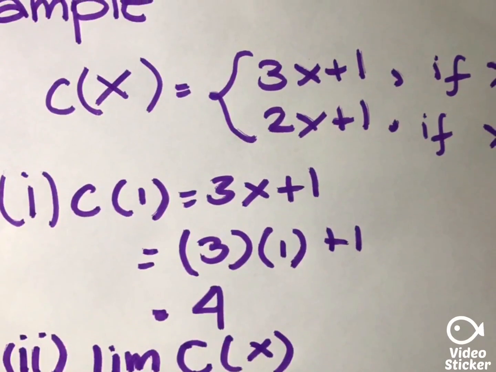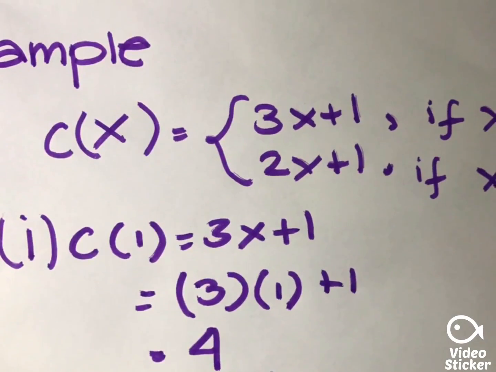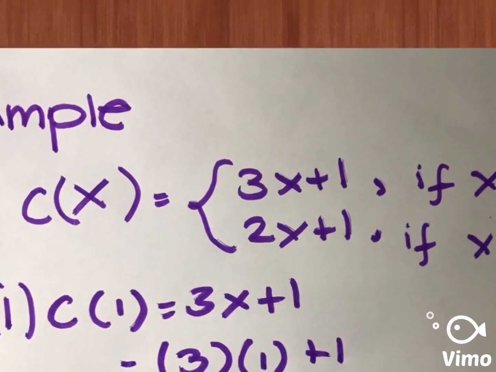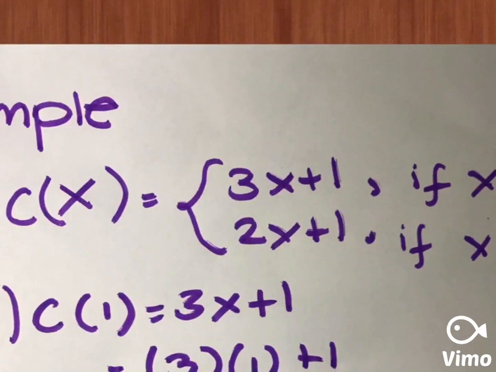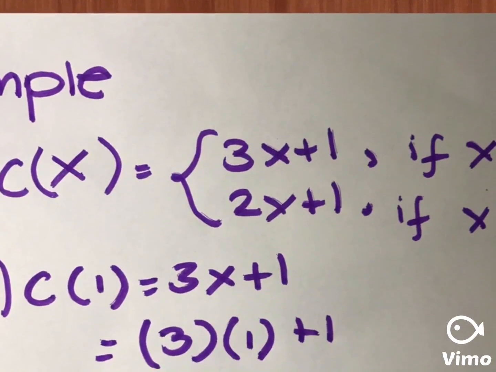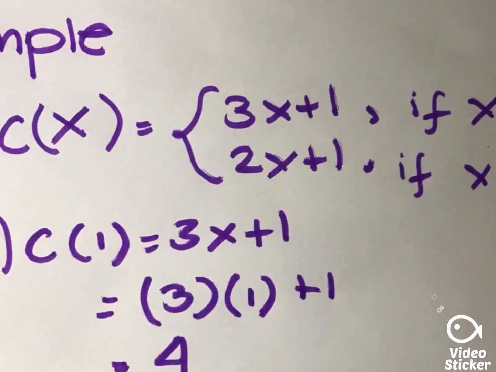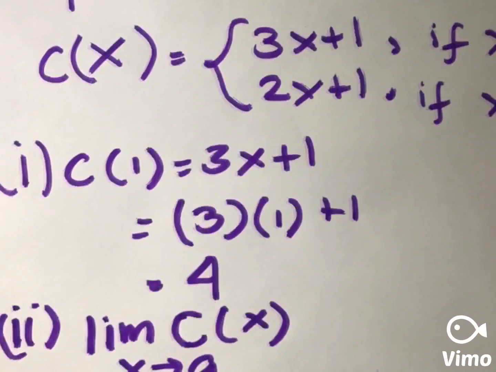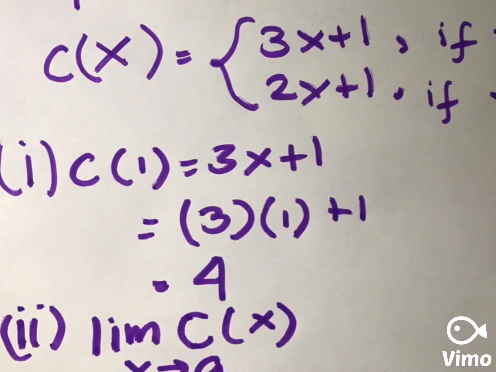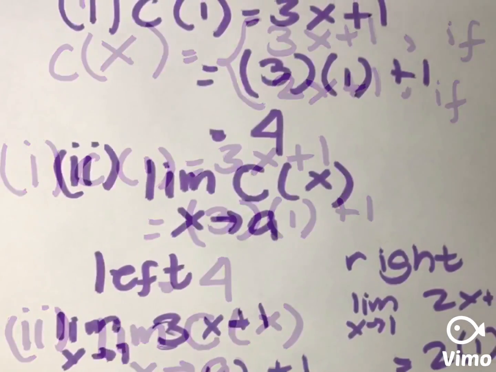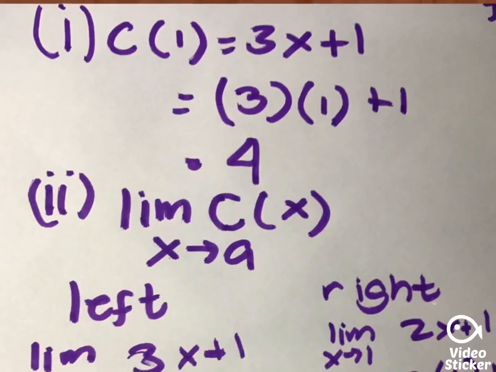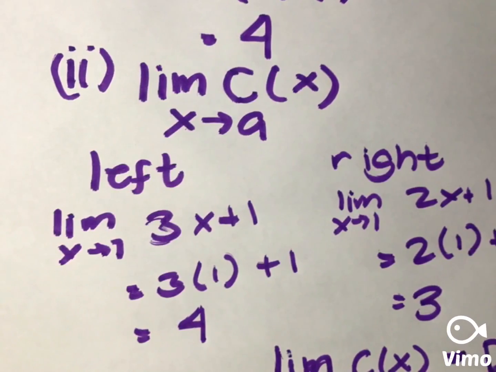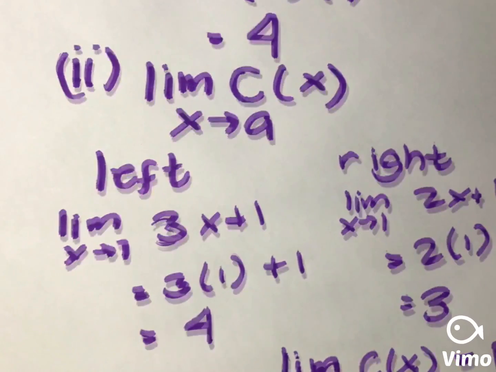Example, c of x is equal to 3x plus 1 if x is less than or equal to 1, and 2x plus 1 if x is greater than 1. If x is equal to 1, then c of 1 is equal to 3x plus 1. Substitute the value of x. 3 times 1 plus 1 is equal to 4. Therefore, c of a exists.